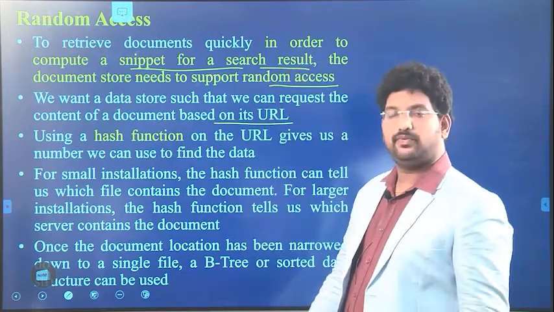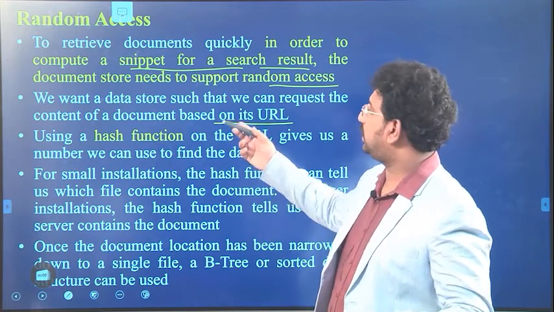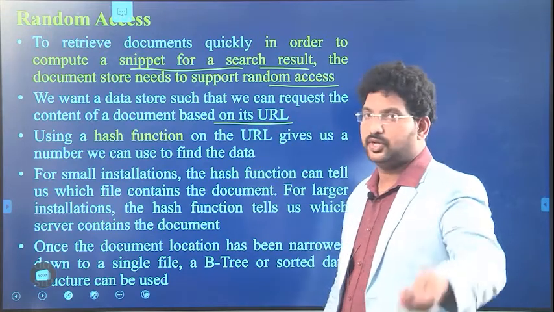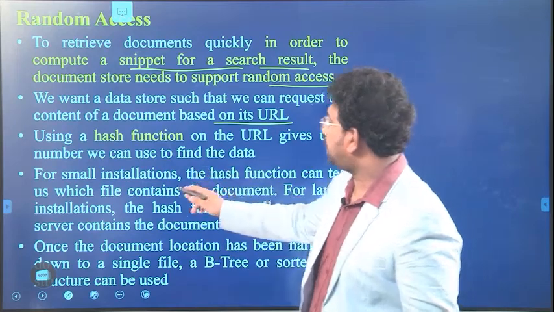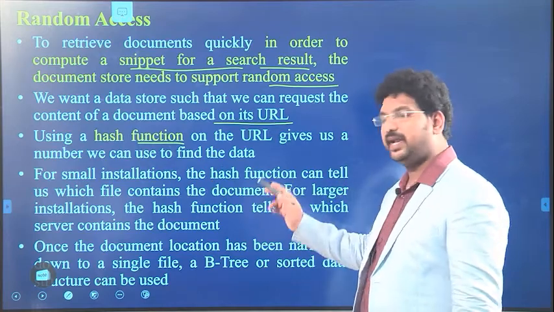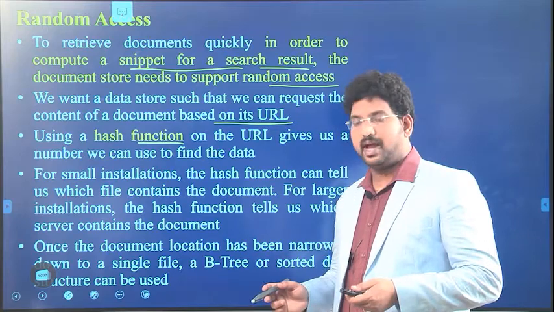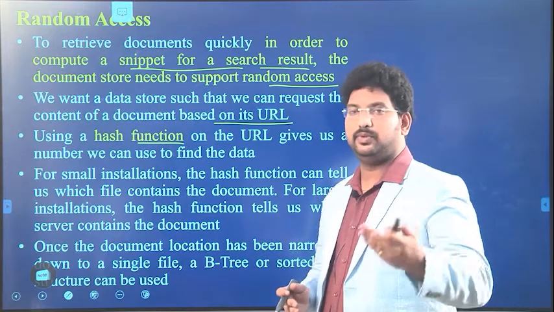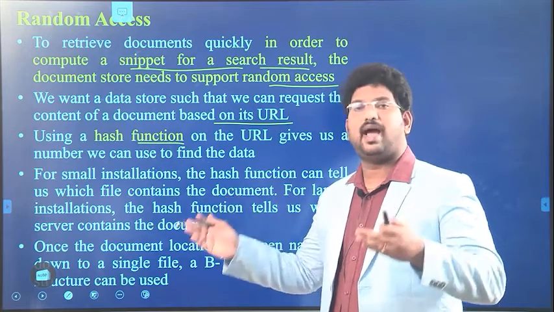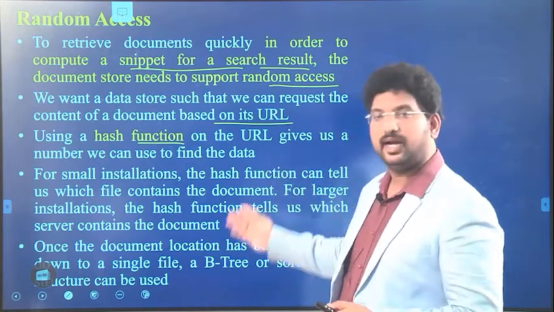And if we want a data store such that we can request the content of a document based on its URL, using a hash function on the URL gives us a number, and we can use it to find the data. As we already know, hashing maps key-value pairs. Whenever you use the hash function, you map the key to the value, and accordingly you identify the data.